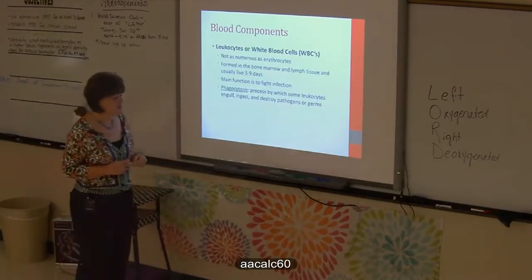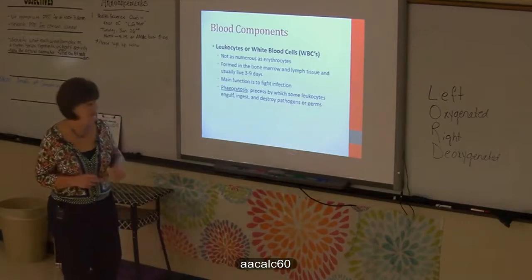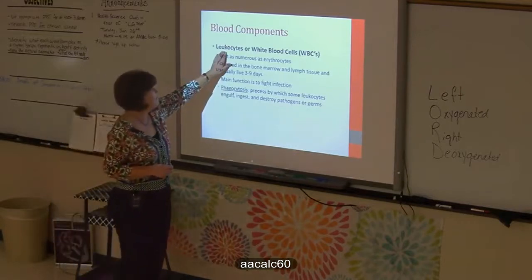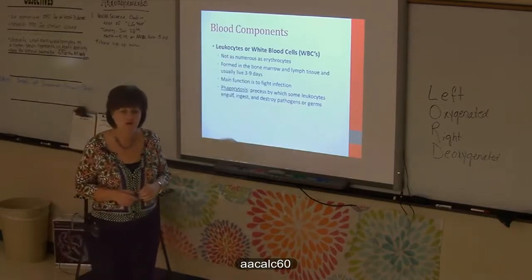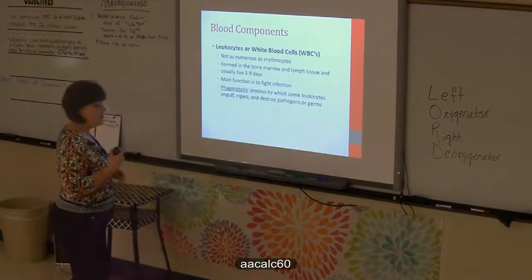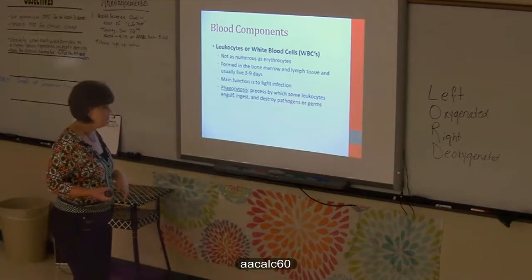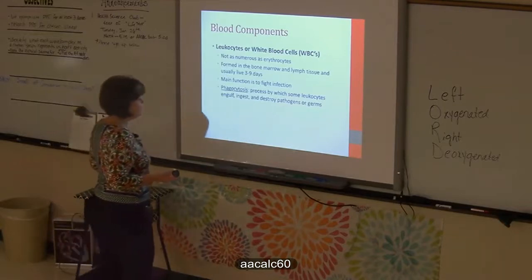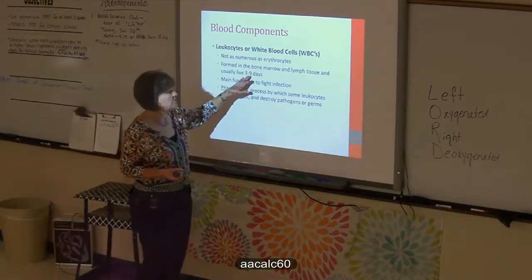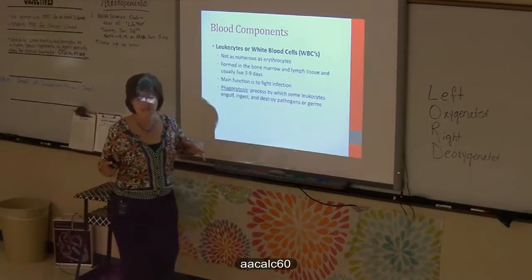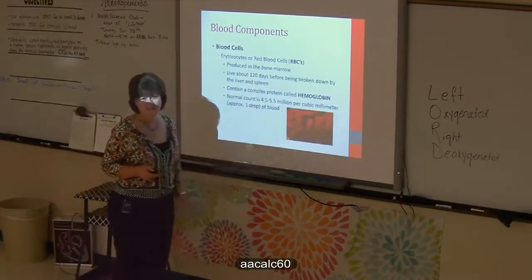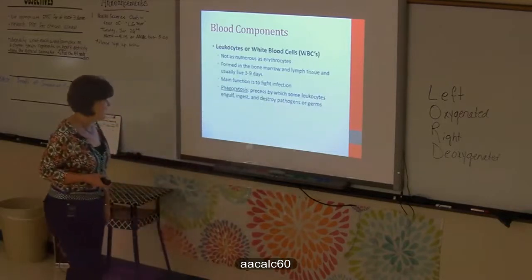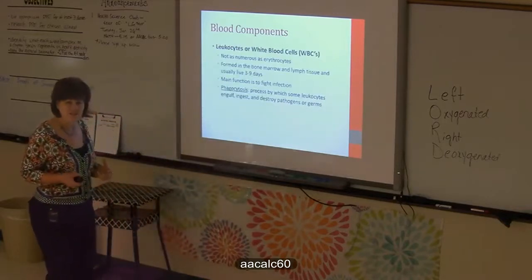All right. In our blood, we also have white cells. Leuco means white. Cytes is cell, or WBCs, white blood cells. Now, we don't have near as many of these as we have erythrocytes, but they're also made in the bone marrow, and they usually live only 3 to 9 days. Remember we said red cells live 120 days. White cells are only for about a week and a half. And their main function is to fight infection.